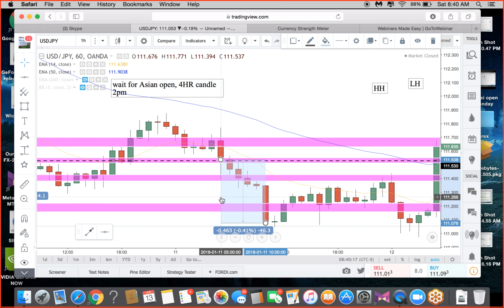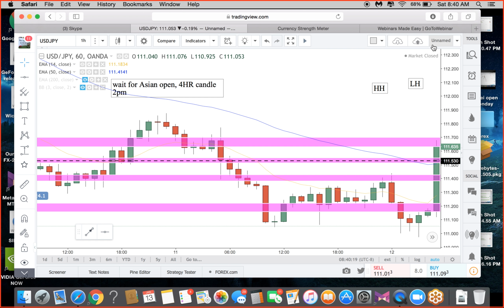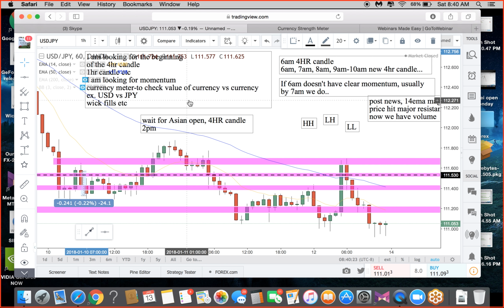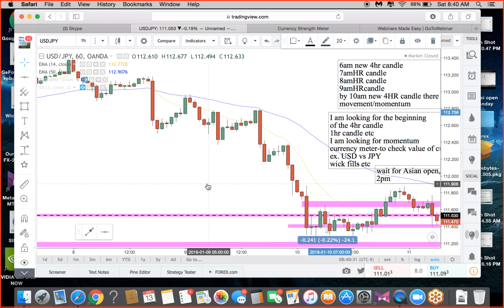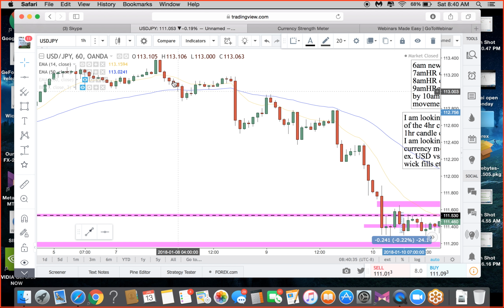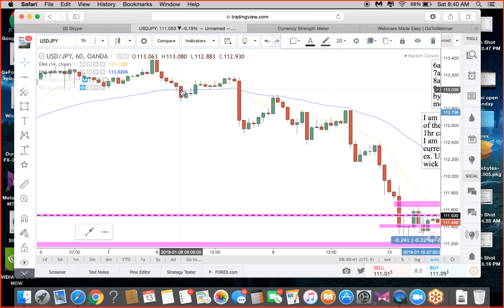So what I'm looking for early in the morning are those wick fills, the clear momentum, right? Currency meter, news. I forgot to add news in. Always looking for news and following the momentum. Let's go back a little bit more and let's see what it looks like. Okay, so this is through London.